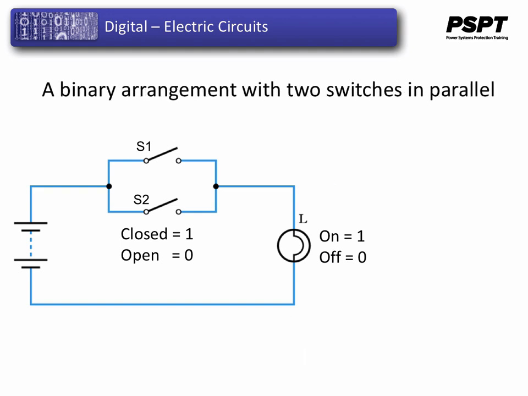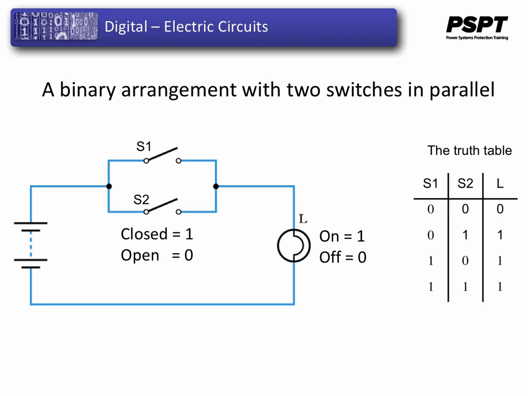Here is another binary arrangement with two switches, this time in parallel, which generates this truth table. When either of the switches is closed, or a 1, then the light will be on, or 1. It requires both switches to be open, or 0, in order for the light to be off. The two switches form what is known in logic terms as an OR gate. We state that in order for the light to be on, S1 or S2 has to be 1, or closed.